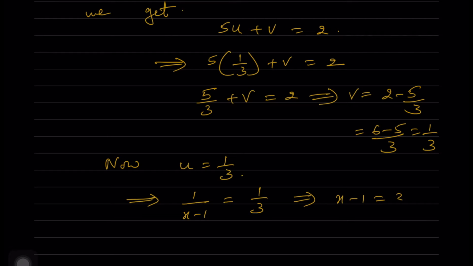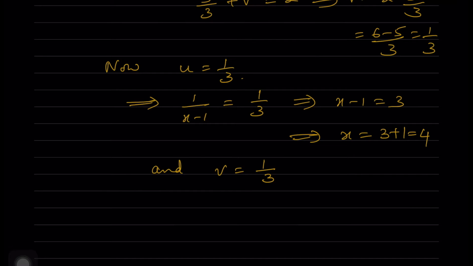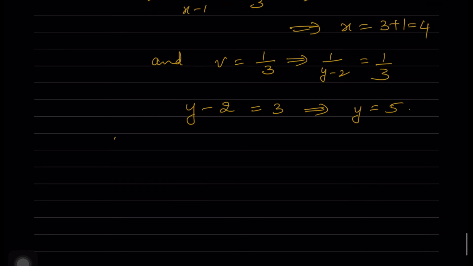So now substitute here, we have 1 by x minus 1 is equal to 1 by 3. So x minus 1 is equal to 3, or x is equal to 4. V is equal to 1 by 3 means 1 by y minus 2 is equal to 1 by 3. So you are getting y is equal to 5 when you are solving it. So therefore the solution of the given pair of linear equations is x is equal to 4 and y is equal to 5.